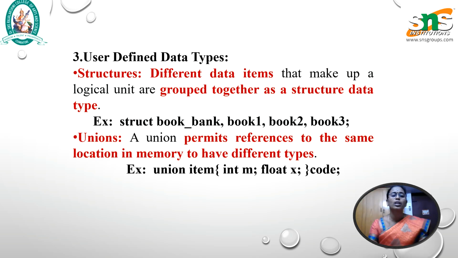And the last one is user-defined data type. The structures, unions and enumerators are the user-defined data types which can be defined by the user. They are not declared by the compiler. Structures are different data items that make up a logical unit, grouped together as a structured data type. The next one is union. The union permits references to the same location in memory to have different types. The union has different types, whereas structure consists of similar types, and the array consists of homogeneous collections.